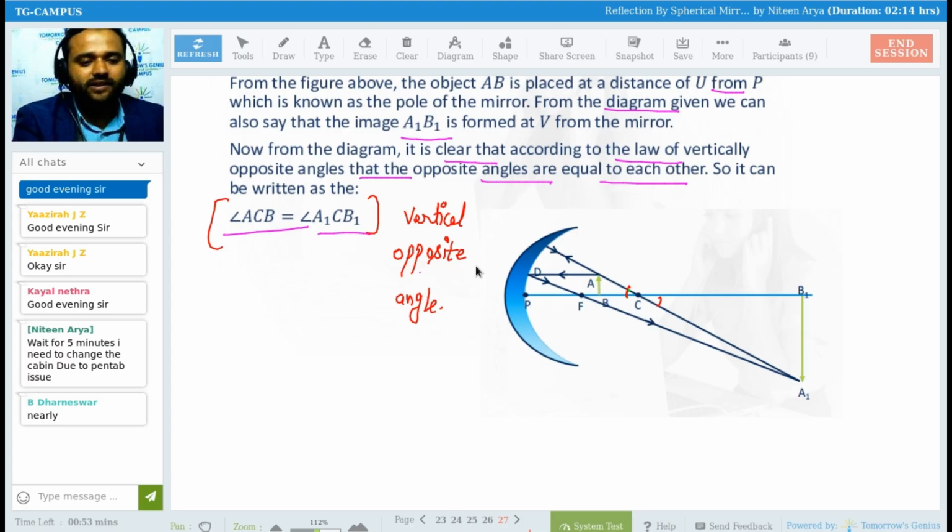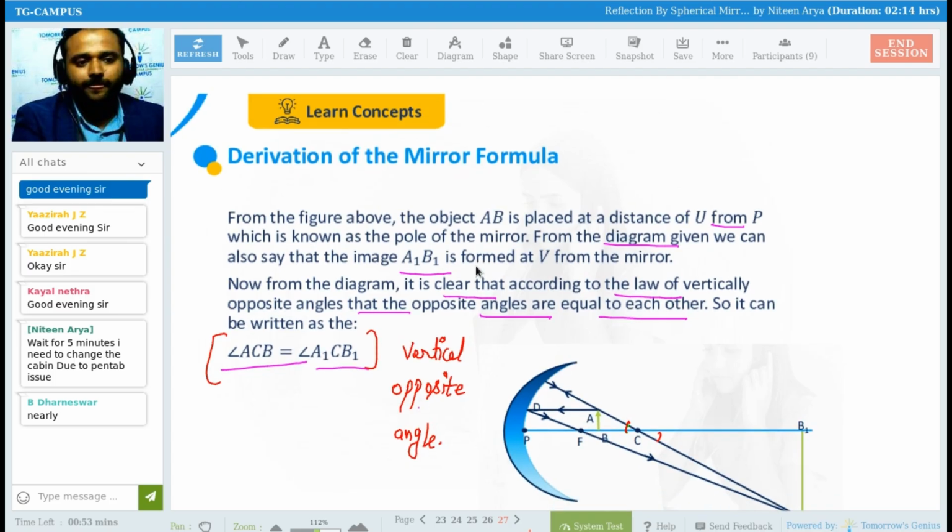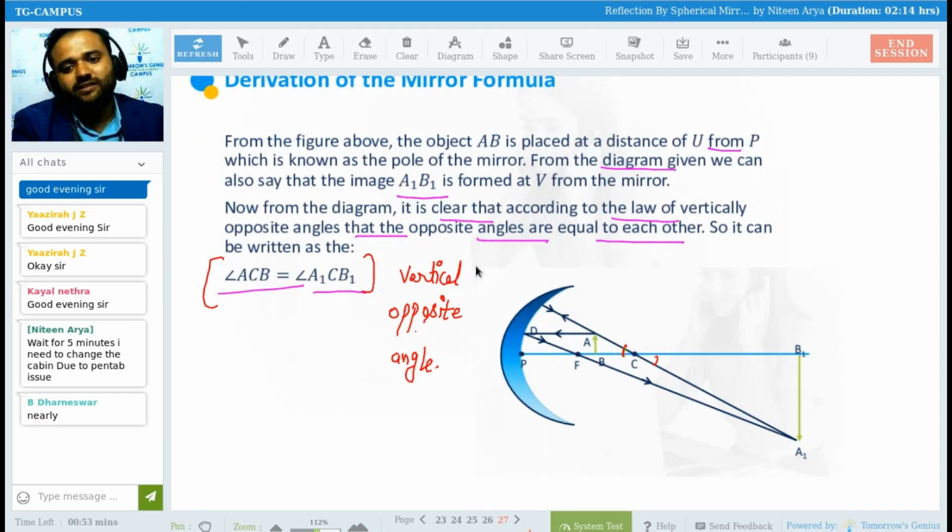We are going to prove 1 by f equals 1 by v plus 1 by u with the help of geometry. Is this clear, everyone? With the help of vertically opposite angles, and we learned this thing in class 10th even. This is a vertically opposite angle. So angle ACB, where AB is the object, is equal to angle A1CB1.